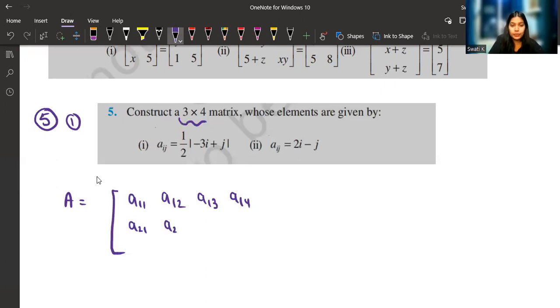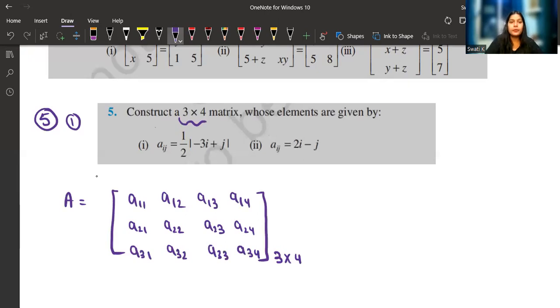I hope you have understood how I'm writing this. Simply remember the first entry is representing the row and the second is representing the column. So A11, A12, A13, A14, A21, A22, A23, A24. And the third row is A31, A32, A33, and A34. So remember, we always write down the matrix with the order, so 3 by 4. Now, let's start with the solution.